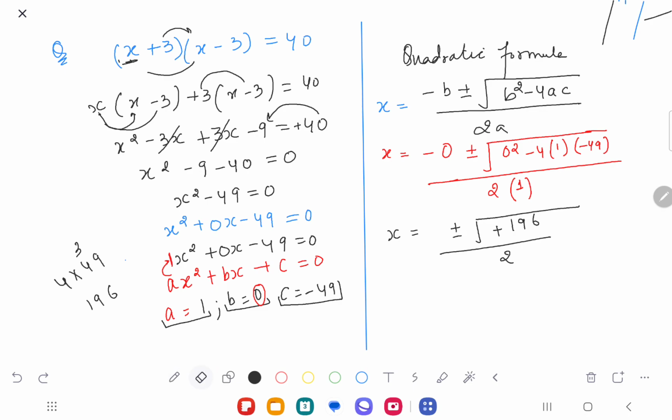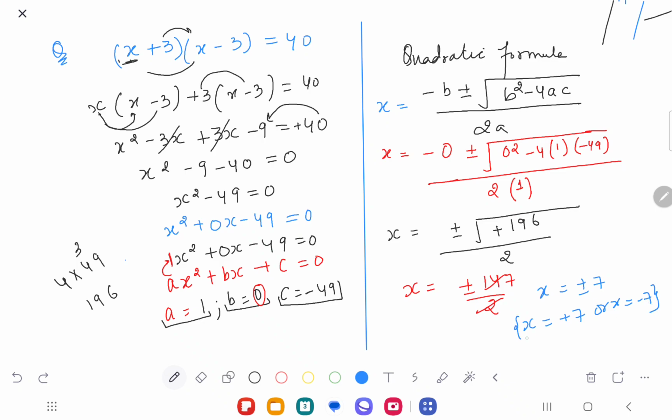So what shall be x right here? Tell me. B square minus 4ac over 2. So x shall be plus minus 14 over 2. So that shall be 7. So for me, x shall be plus minus 7. That means either x is plus 7 or x is minus 7.